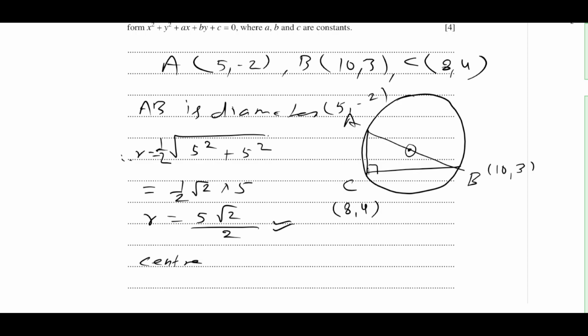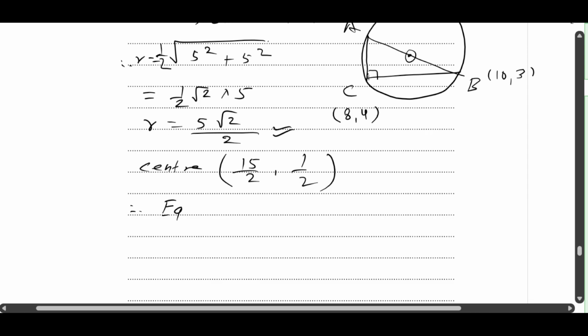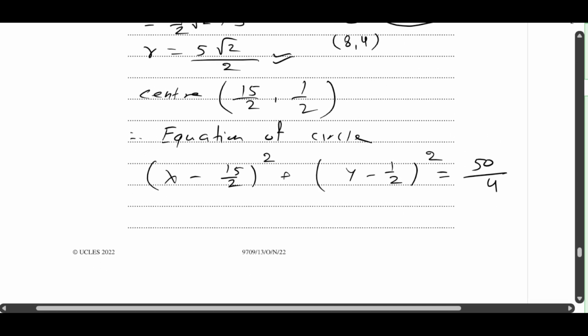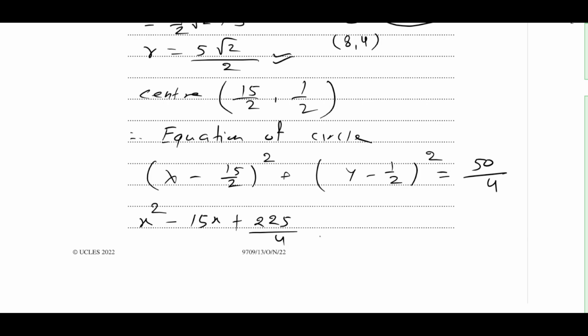Now the center: the sum of the x coordinates is 15, so the center is 15 divided by 2 comma 1 divided by 2. Therefore the equation of the circle is x minus 15 by 2 the whole square plus y minus 1 by 2 the whole square is equal to r square, which is 50 divided by 4. Let us expand this. It becomes x square minus 15x plus 225 by 4 plus y square minus y plus 1 by 4 is equal to 50 by 4.